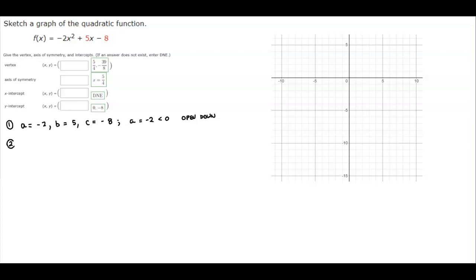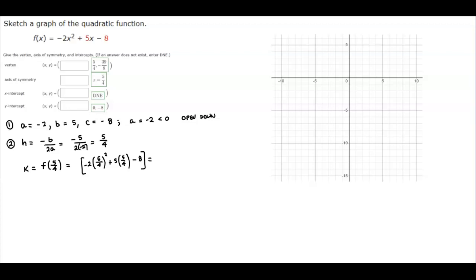Okay, so number 2, we want to figure out what the vertex is. So h is equal to negative b over 2a. So that's negative 5 over 2 times negative 2, which ends up being 5 over 4. And then for k, we know that's going to be f of 5 over 4 into the function. So we have negative 2 times 5 over 4 squared plus 5 times 5 over 4 minus 8.